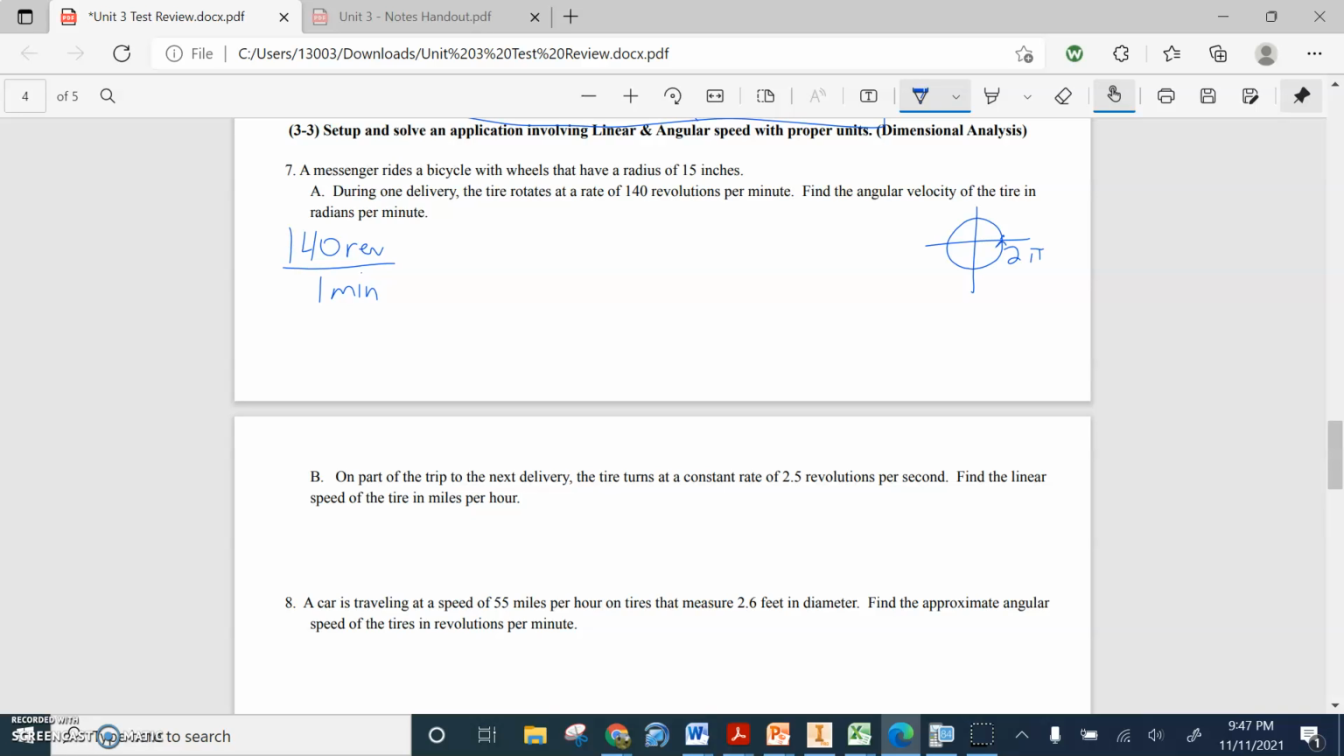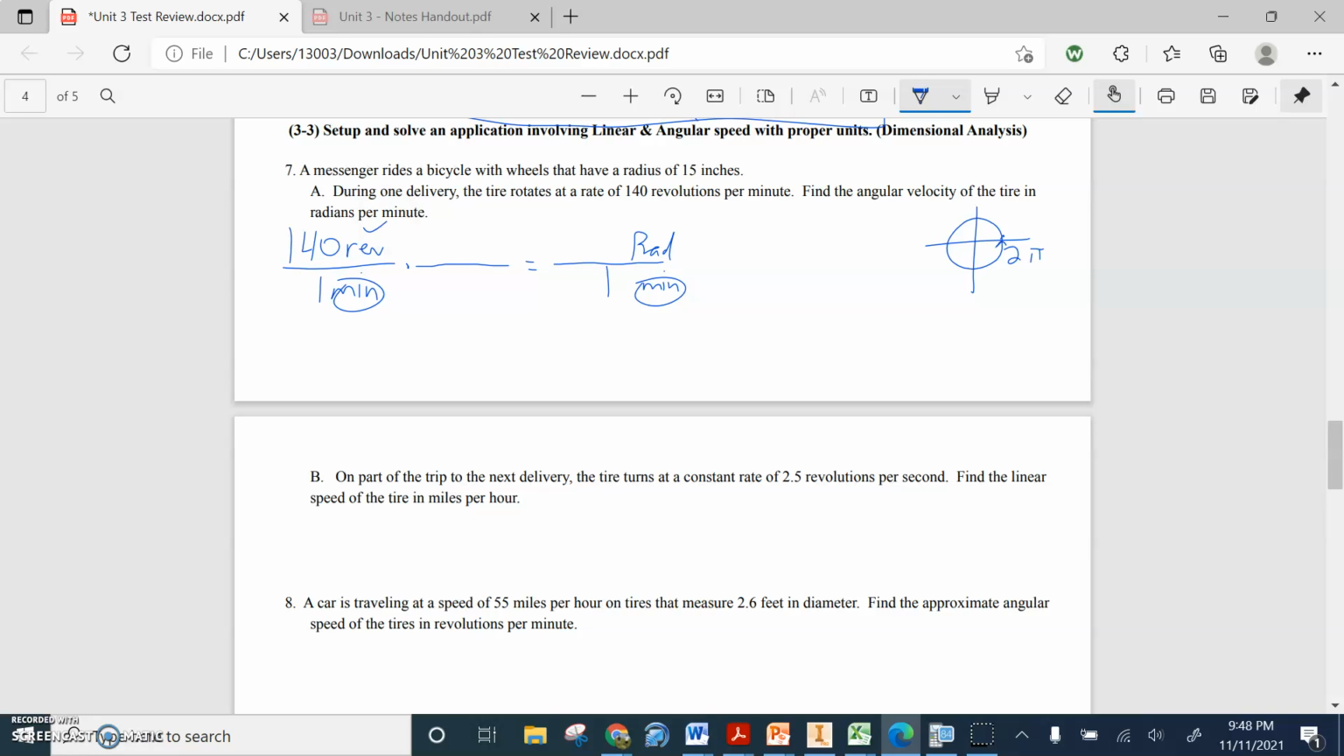Now we need to multiply that by some fraction so we get our desired units in the end. Our desired units, they're asking for radians per minute. In fact, it's per 1 minute. So in order to get that, we already have minutes. We end with minutes. So we're not going to do anything with minutes.